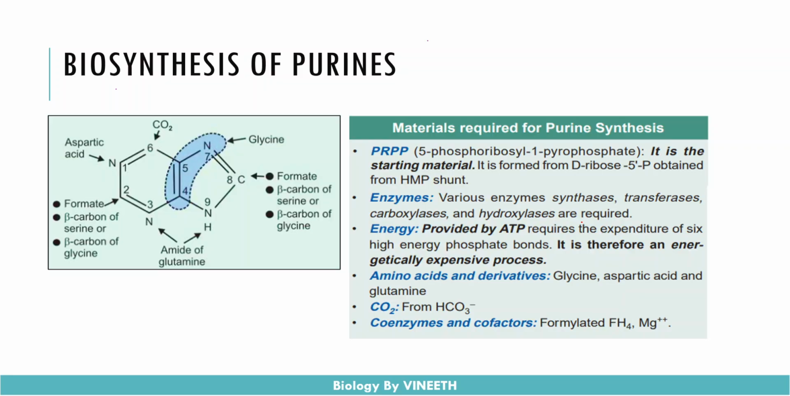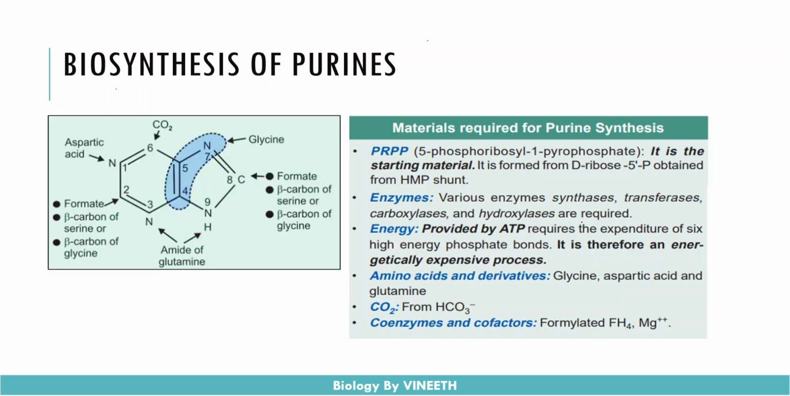Okay, so if we talk about the biosynthesis of the purines, the same thing that we have seen in the pyrimidines, the amino acids are involved in the formation of the entire ring. The same thing happens in the purines also. So a lot of amino acids will be involved in the formation of the purine ring. Okay, like glycine, aspartic acid, glutamine. Okay, and the carbon dioxide from the bicarbonate ions will be involved in the formation of the purine rings. Okay, and it also requires coenzymes and cofactors like formyl tetrahydrofolate or divalent magnesium cation.